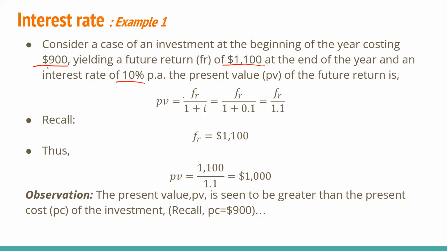How do we calculate the present value? We use this formula here: future returns over 1 plus the rate of interest. Now future return here is 1,100. Of course, the present investment is 900.